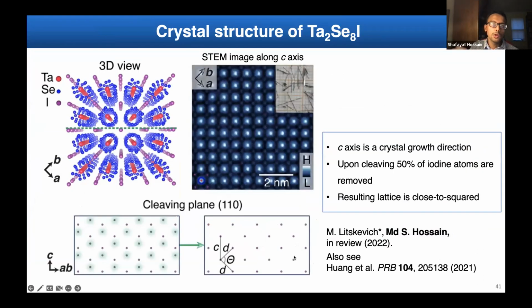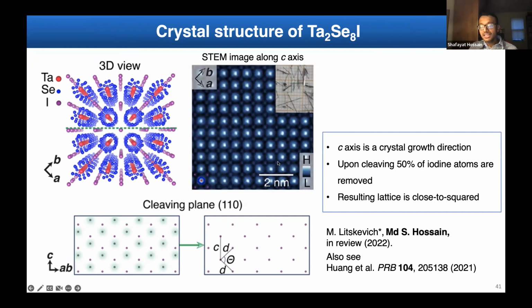So here we explored this material in STM. This also features a quasi-one-dimensional structure with chains running along the c-axis of the crystal. So we start with a transmission electron microscopy image along the growth direction, and we see these sets of parallel chains running along.